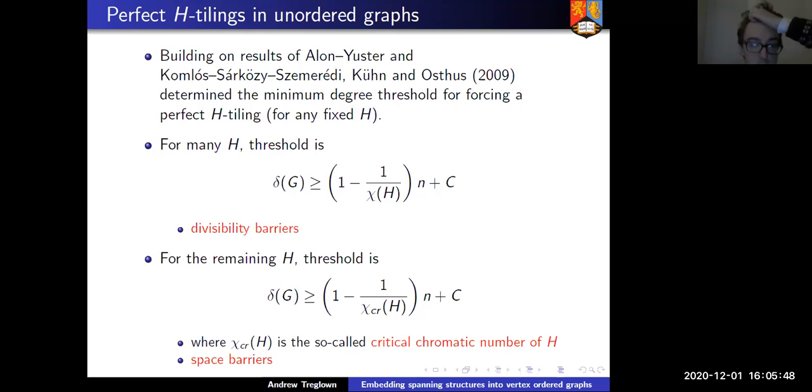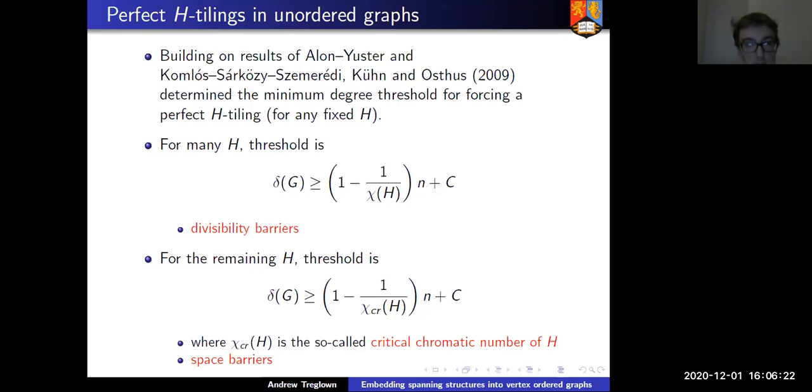And here we're replacing the chromatic number with something called the critical chromatic number of H. Don't worry what that is precisely. The definition of this critical chromatic number comes from the extremal examples, and these extremal examples are what we call space barriers. So all I want you to know from this slide is there's a dichotomy of behavior. For some H, there's divisibility barriers that determine the threshold for having a perfect H tiling. For others, it's this space barrier.